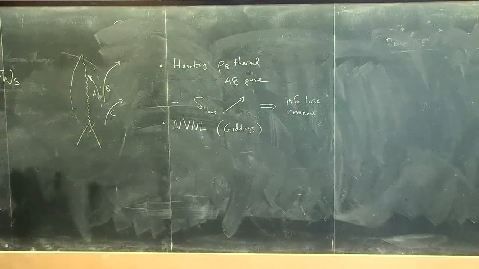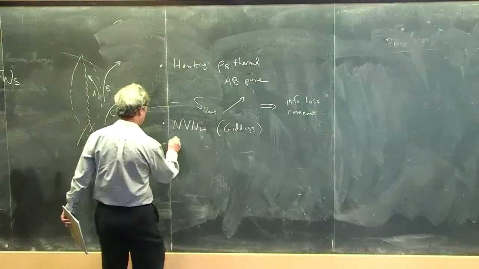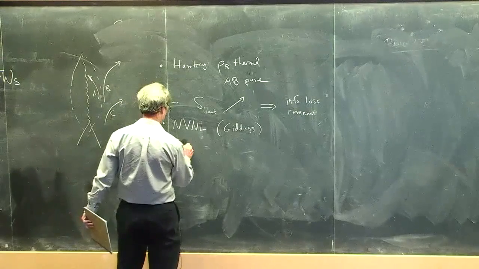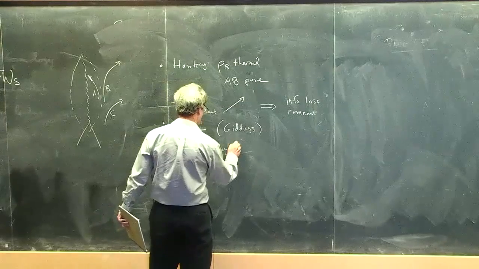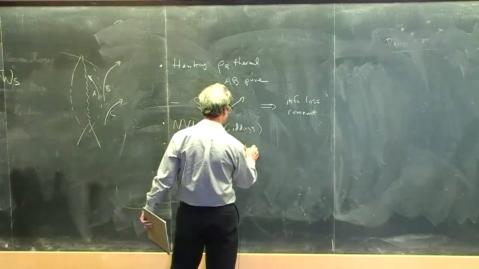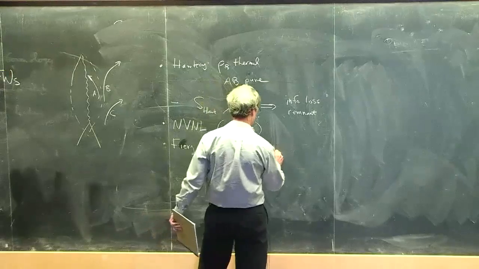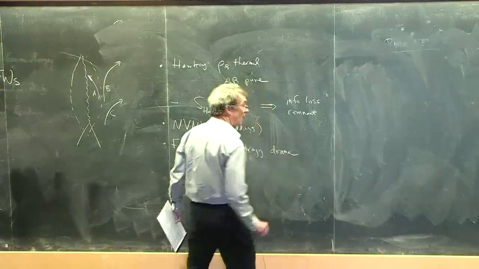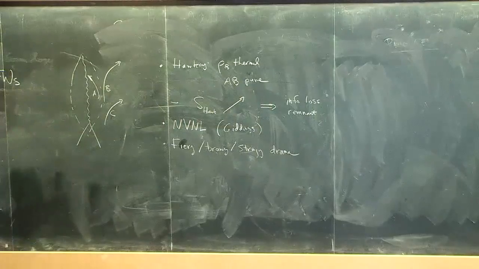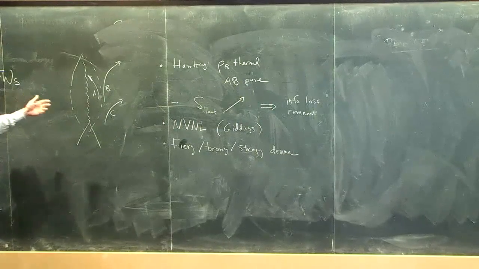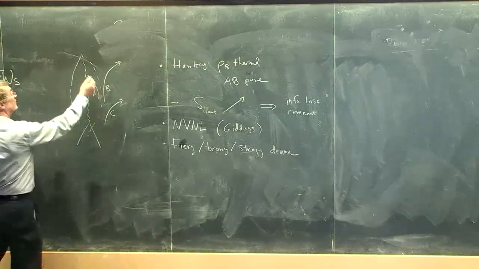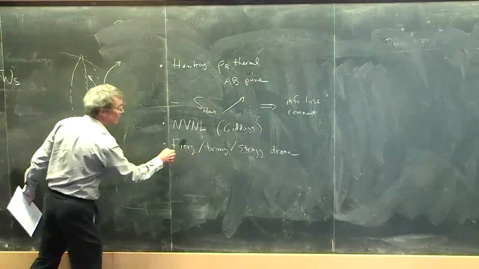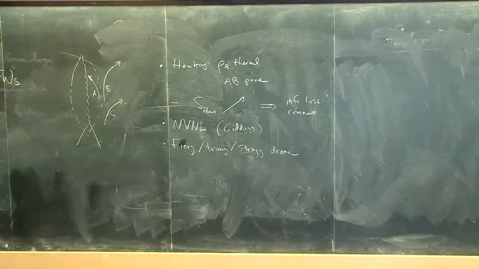The third possibility is fiery or braney or stringy drama, where if, in fact, you don't want to lose information and therefore B is entangled with C, B is not entangled with A, that leads immediately to a non-vacuum state near the horizon, fire. But that's an argument by contradiction. Something else could go wrong first.